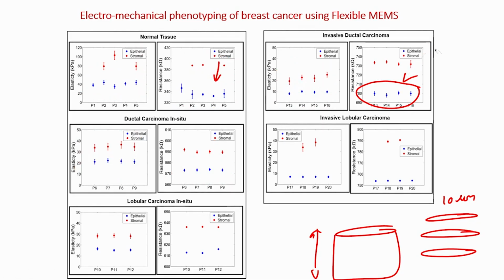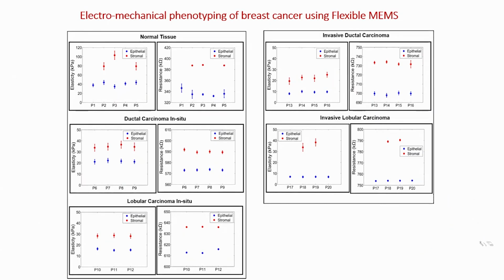So, what does that mean? My point is that the sensor that we have designed, the sensor that we have seen right now is capable of delineating normal tissues, ductal carcinoma in situ and invasive ductal carcinoma. That means, it can measure the change in the tissue property, elasticity and resistance as the disease progresses.